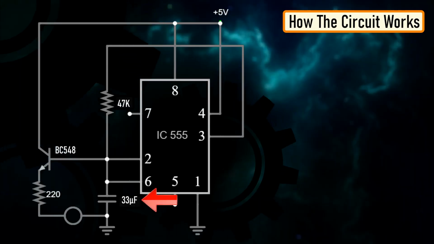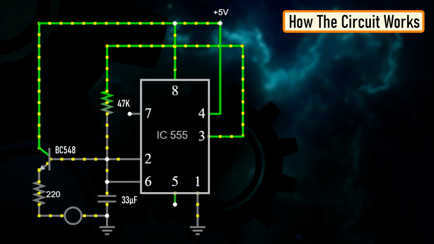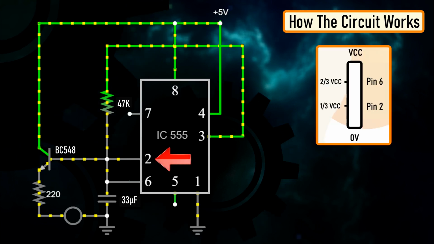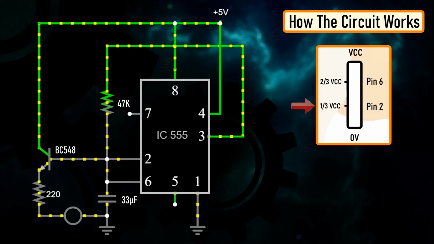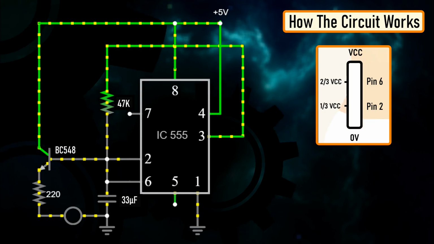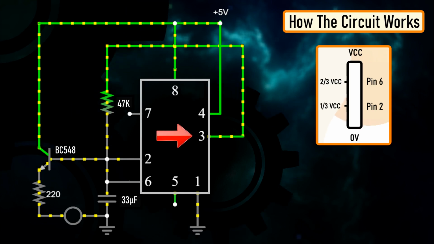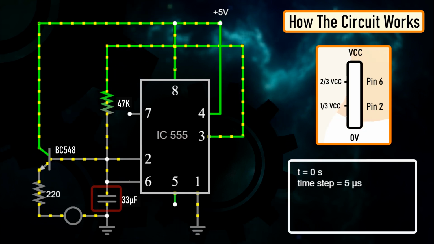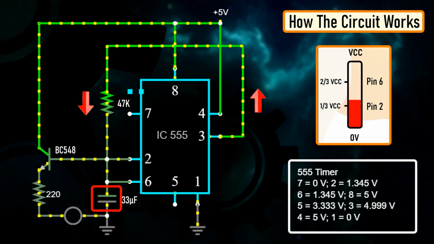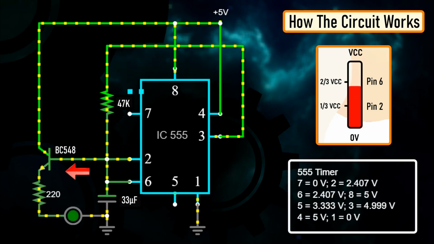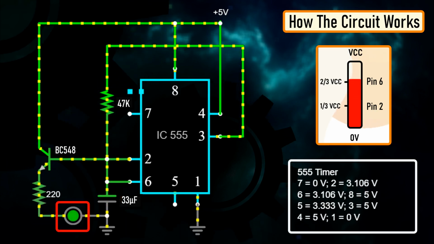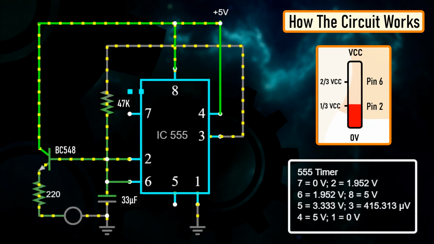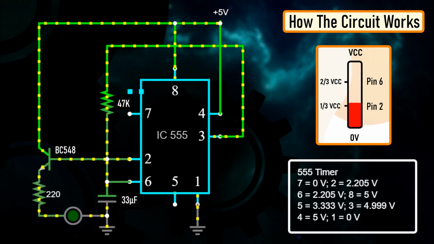The capacitor attached to the circuit will be in a discharged state immediately after firing up the circuit. So the voltage at pin number 2 will be 0 volts, which is less than 1/3 of the supply voltage. This will turn on the output on pin number 3. Since pin number 3 is looped back to pin number 2, it will start charging the capacitor via the 47 kilo ohm resistor. At the same time, the base current of the transistor will also increase, causing the LED to slowly fade in.